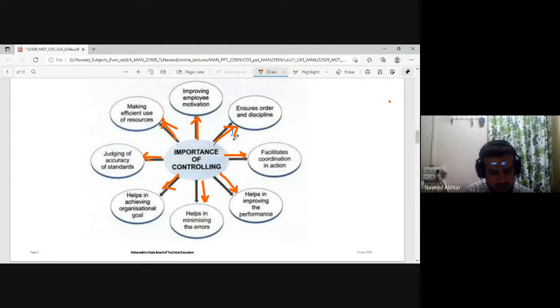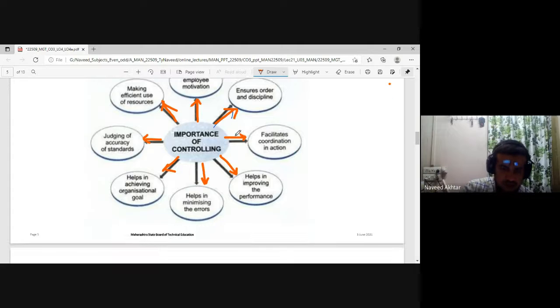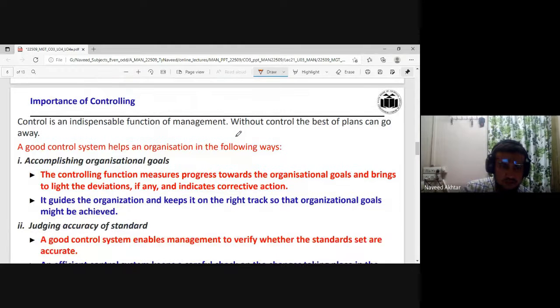So accomplishing the organizational goal is one of them. Judging the accuracy of the standard, whatever you have set, making useful usage of resources, and also improving employee motivation. All this is the importance of your controlling.